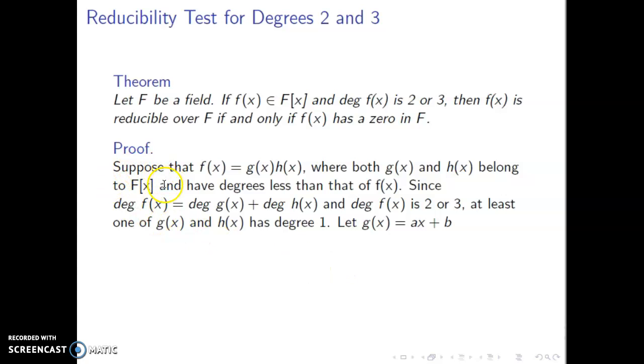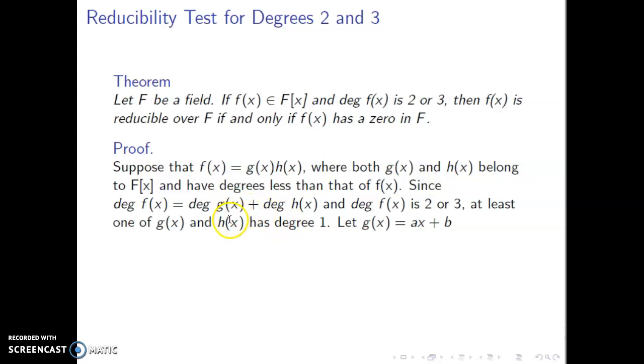Let me prove that. Suppose f of x can be written as a product of two other polynomials g of x and h of x, both of which have degree less than f of x. Since I know that degree f of x is equal to degree of g of x plus degree of h of x, and I also know that the degree of f of x is either 2 or 3, hence at least one of these two polynomials g of x and h of x has degree 1.